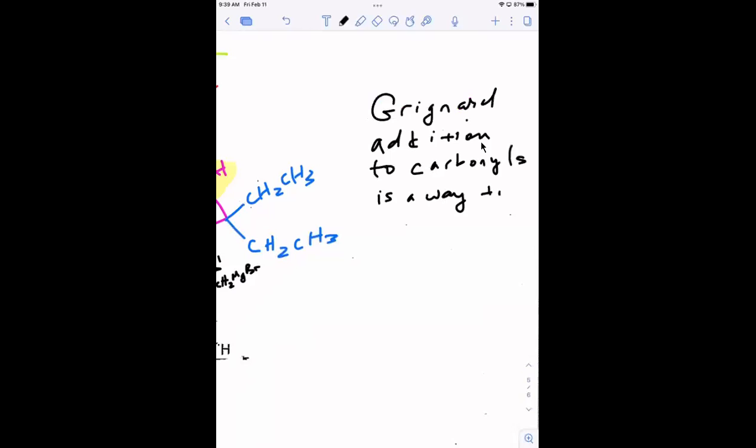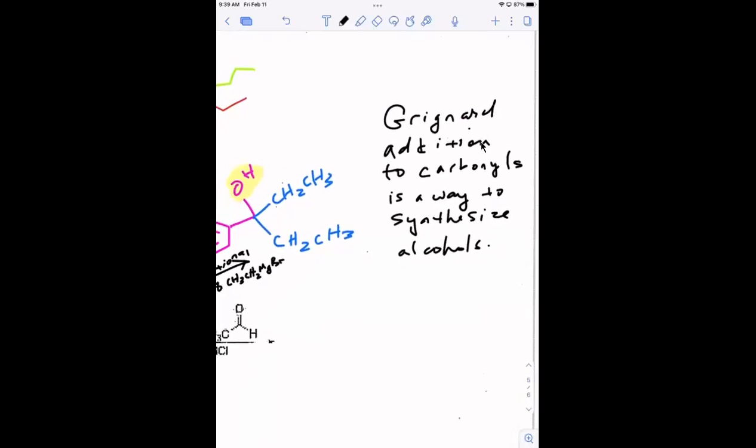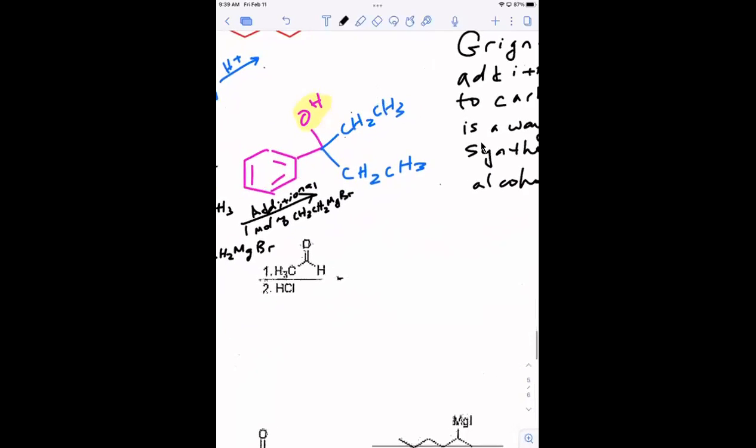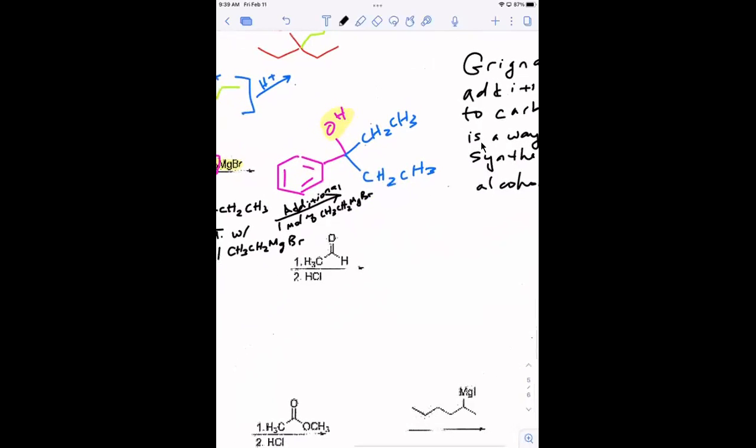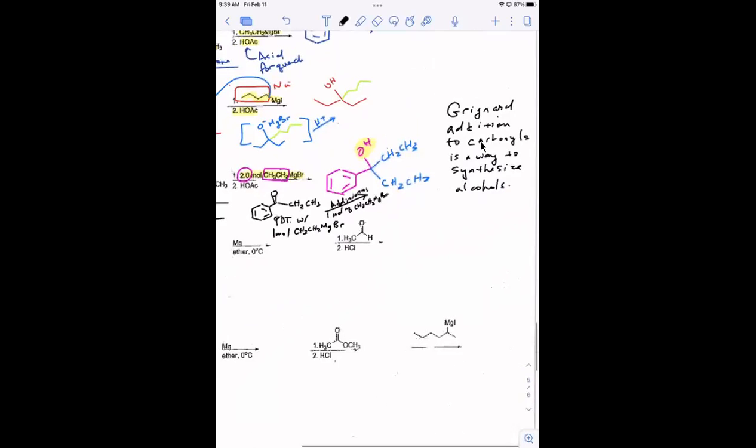It's a way to make alcohols. Pretty complex alcohols too, not just like ethanol or methanol. These are really complex alcohols. And anytime you employ a reaction to generate a specific functional group as the product, it always has some use.